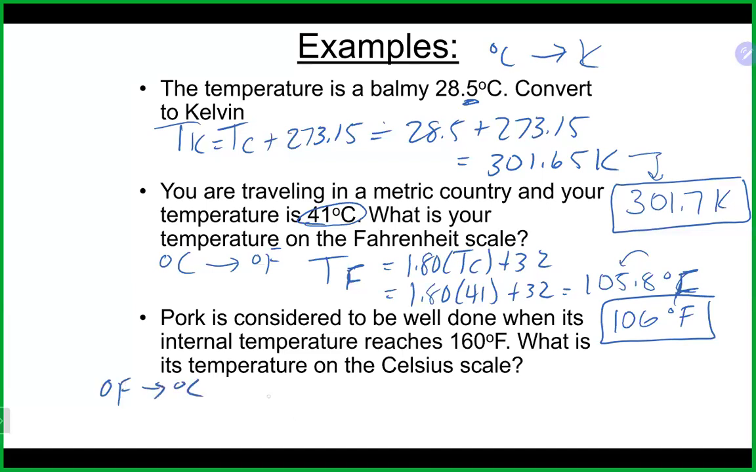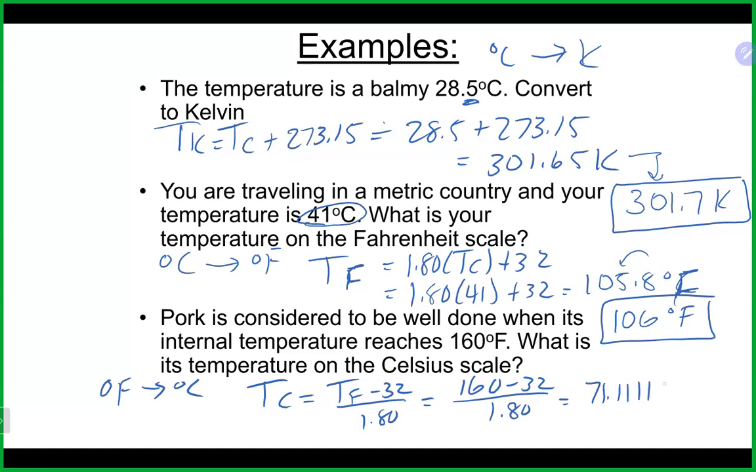I could probably write it right now. Temperature in Celsius is our Fahrenheit minus 32, divided by 1.8. So we put our number in there: 160 minus 32, divided by 1.8. We're going to get something like 71.111, a bunch of ones on your calculator. Once again, looking at our original value, it is a whole number, so here we would take it to the whole number as well.